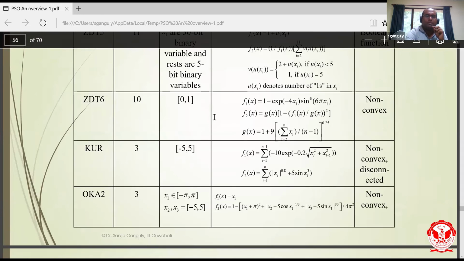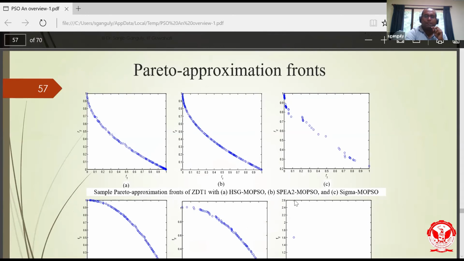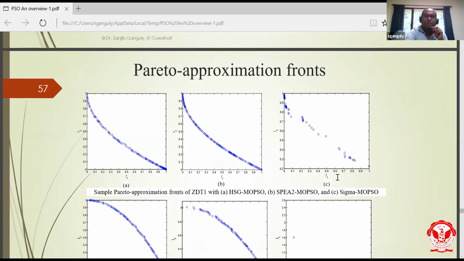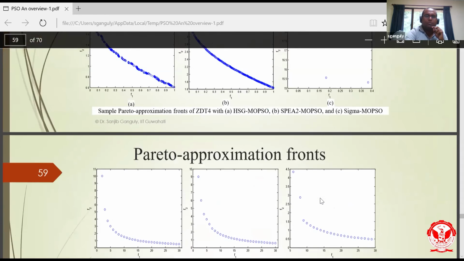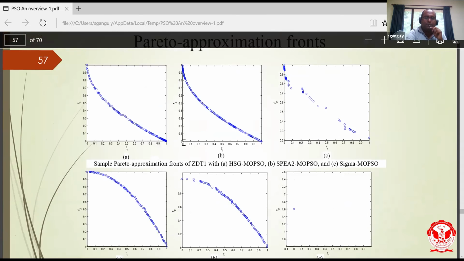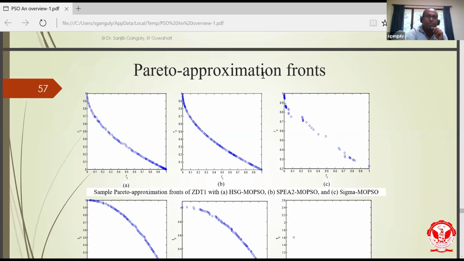Okay, so as I did, I applied my algorithms here and compared them with the existing approaches, SPEA2, MOPSO and Sigma MOPSO. In many of the cases, the performance was better. These also show different types of Pareto front, different types of Pareto solutions. A set of Pareto solutions, when we plot them, is called the Pareto front, or Pareto approximation front. Why do we say approximation? Because they are metaheuristic, so they cannot guarantee that you get the best solution.